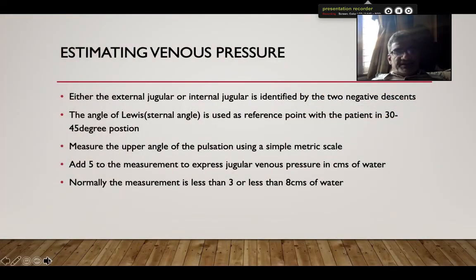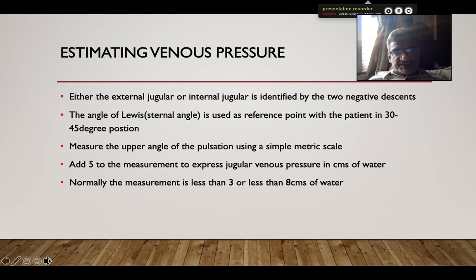So, estimating the venous pressure. The internal jugular vein is identified by the two negative descents. You actually don't see the vein as such. It's the skin over the vein which we utilize for estimating the venous pressure. The angle of Lewis is used as the reference point, and the patient's position should be between 30 to 45 degrees. In this position, the angle of Lewis is used as a reference point.